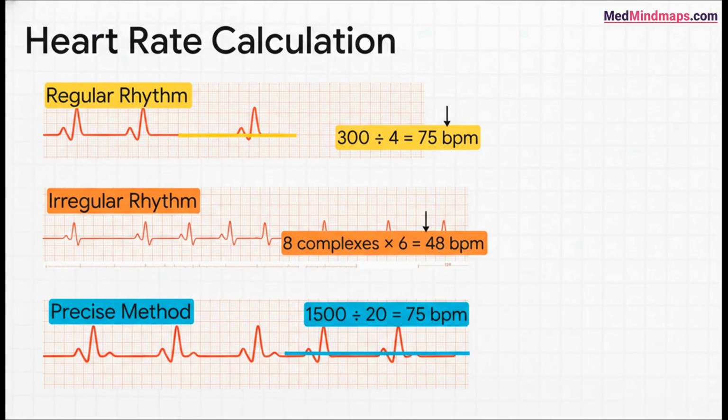If the rhythm is nice and regular, the quickest trick is the 300 method. Just divide 300 by the number of big boxes between 2 R waves. Easy. But if the rhythm is all over the place, that won't work.